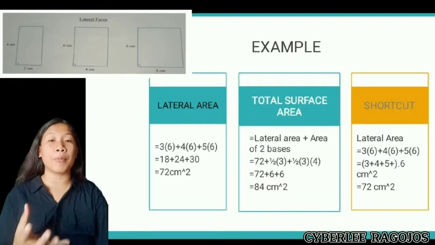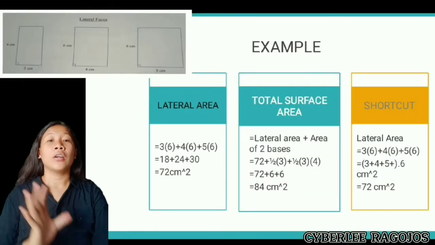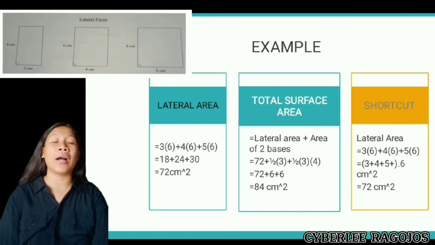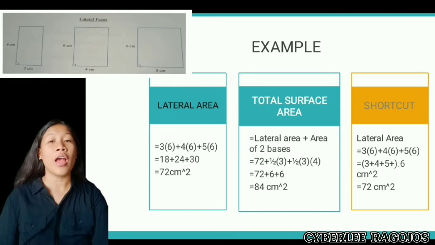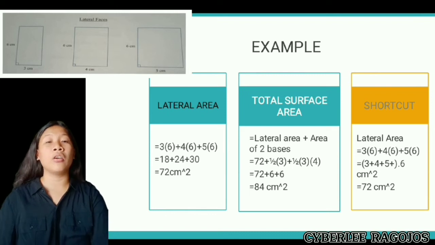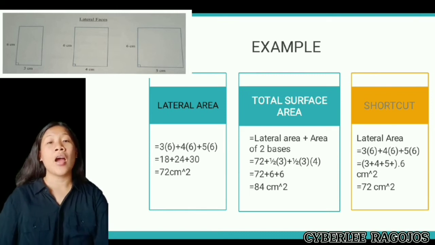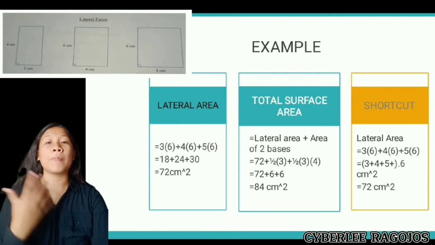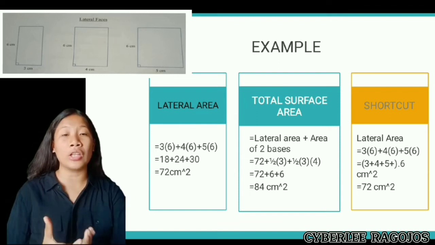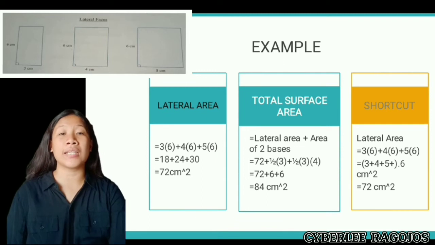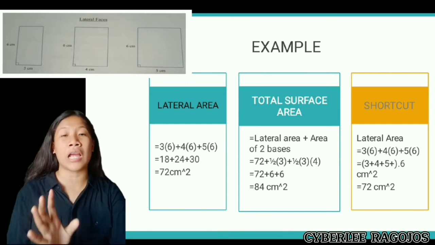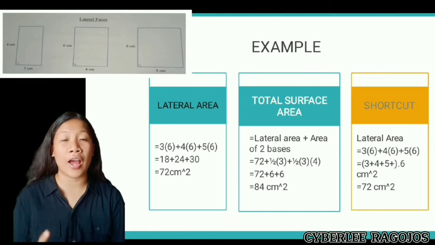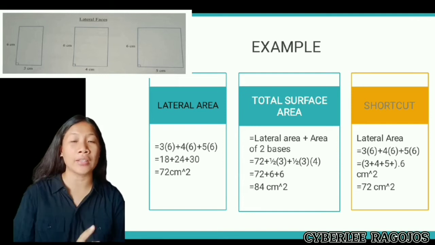Kung makikita natin sa picture dito sa lateral faces, ang unang rectangle, ang base natin is 3 and ang height natin is 6. Sa pangalawang rectangle naman, ang base natin is 4 and ang height natin is 6. Sa pangatlong rectangle, ang base natin ay 5 and ang height natin is 6 cm. Kung mapapansin natin is same lang sila na height which is 6. To compute this, gagamitan lang natin yung formulang base times height. Hanapin muna natin yung lateral area. Pagkuha ng lateral area is kukompute lang natin yung base times height.